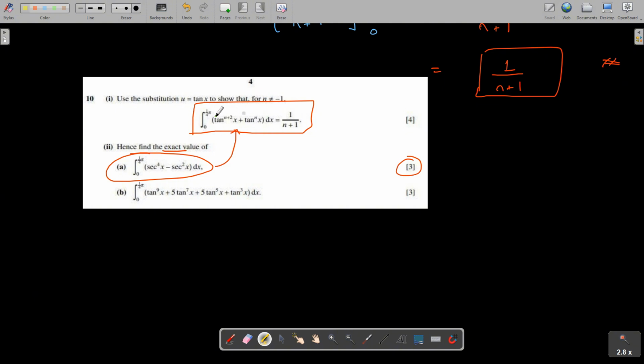Meanwhile, this is in terms of tan. So the obvious thing to do here is to convert all of this integral into tan. It shouldn't be too hard, given that we know the substitution 1 plus tan squared x is equal to secant squared x, right? So let's just substitute this.